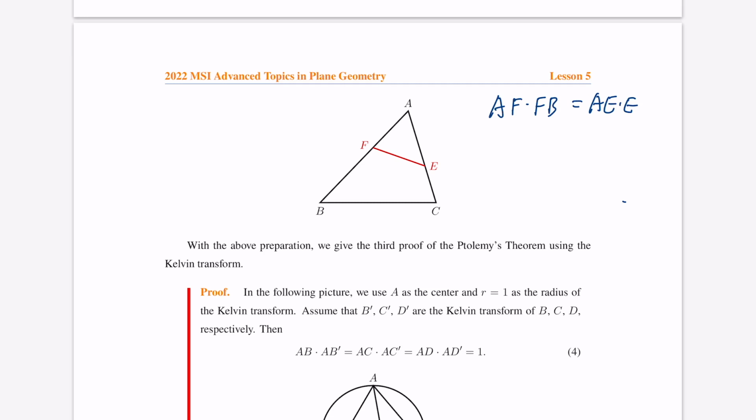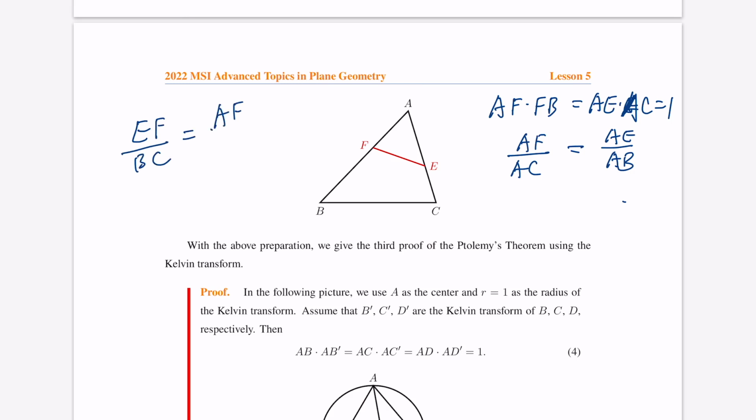And we assume that the Kelvin transformation radius is equal to 1. And we know that this will give me AF over AC. Sorry, AF over AC is equal to AE over AB. So therefore, the triangle AEF is similar to triangle ABC. And once they are similar, you have EF over BC equal to AF over AC. And so therefore, you can compute EF in terms of AF over AC times BC.